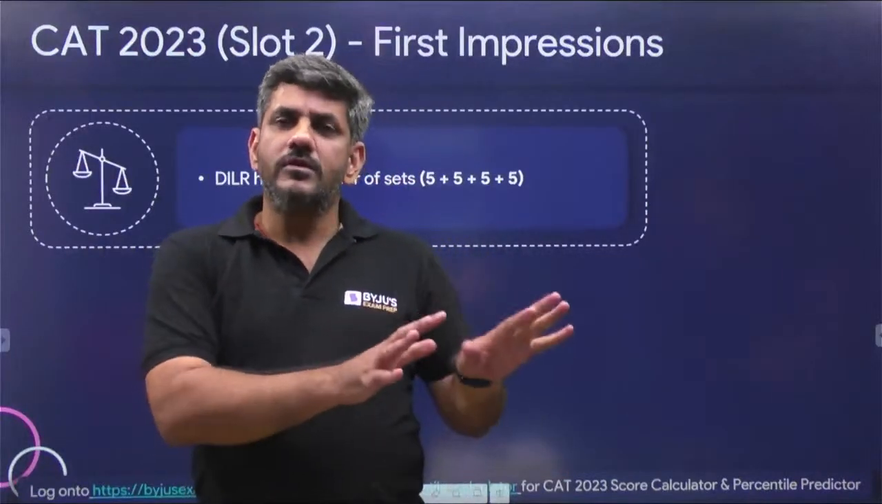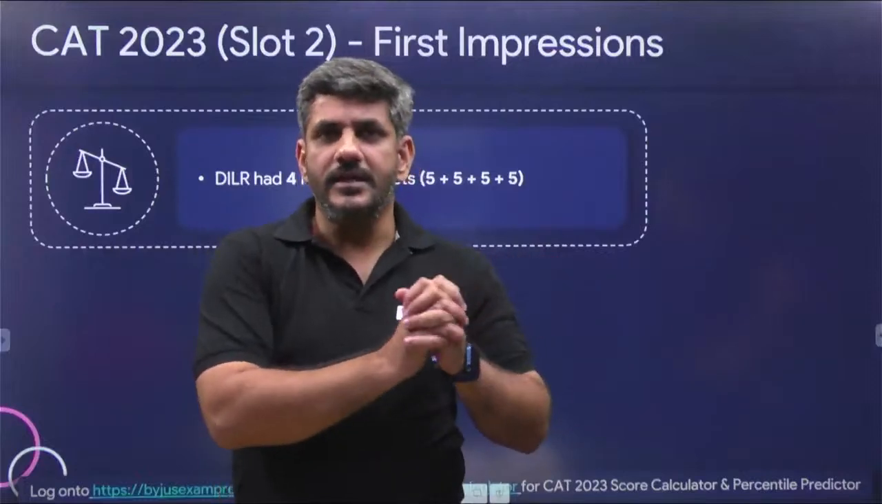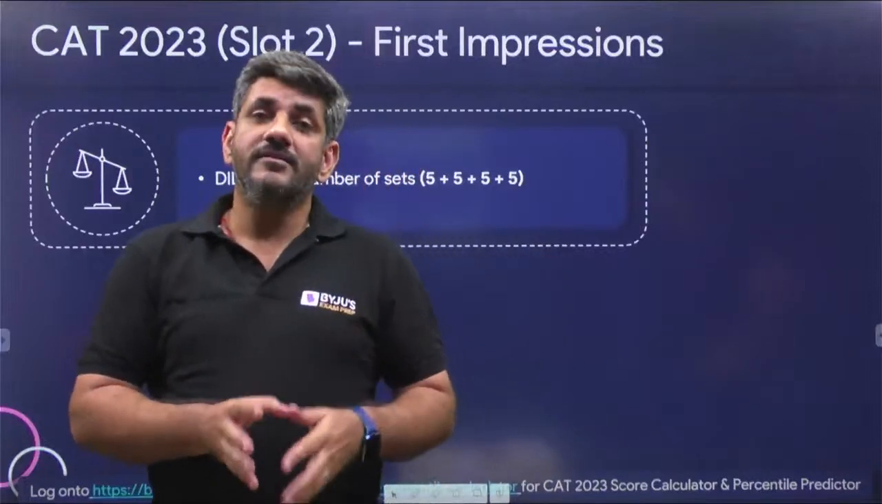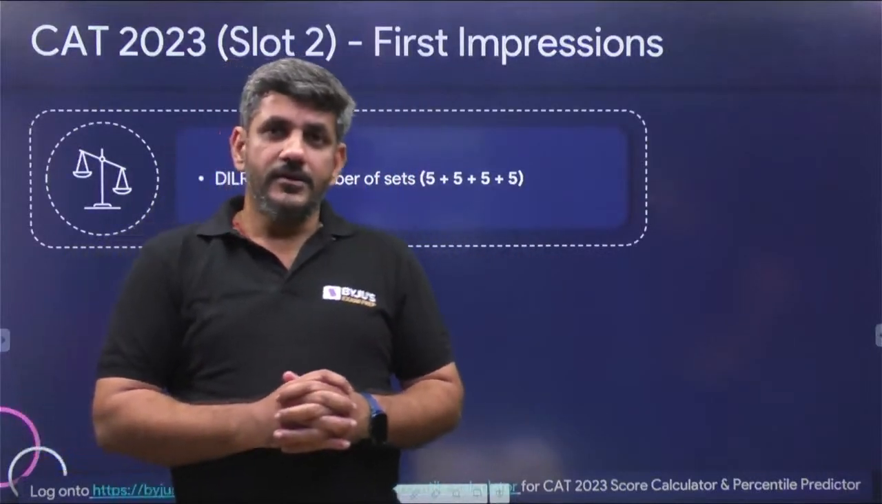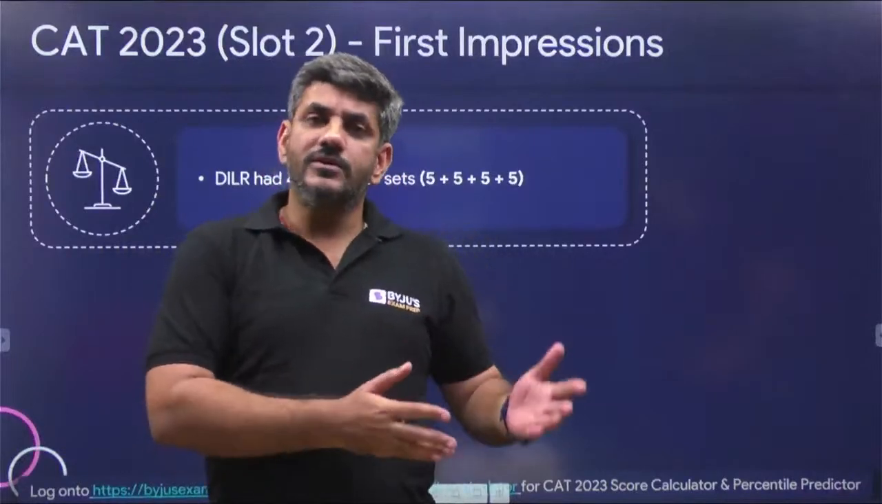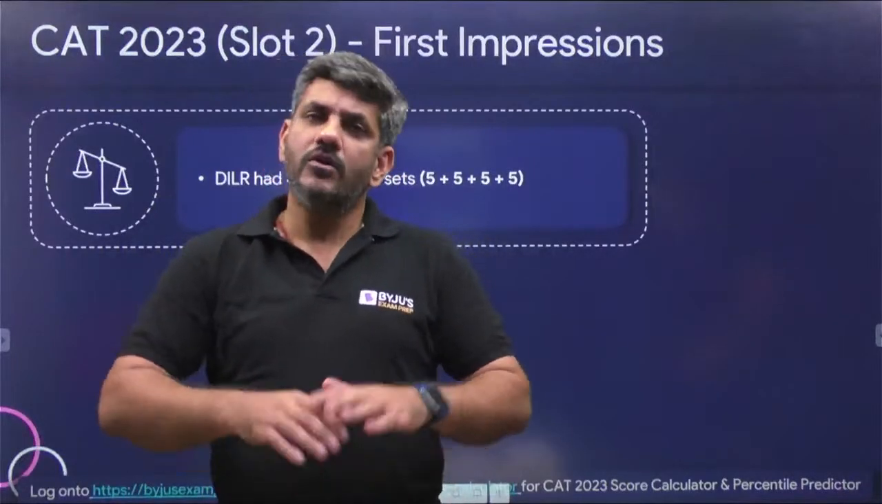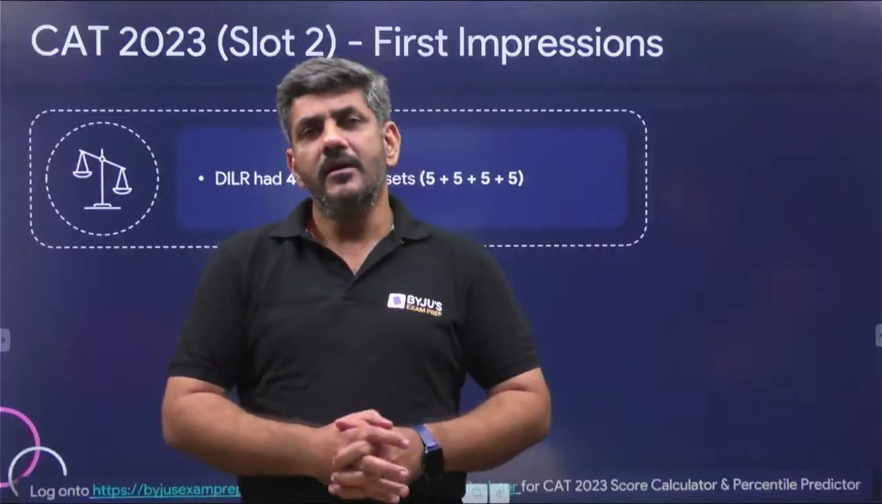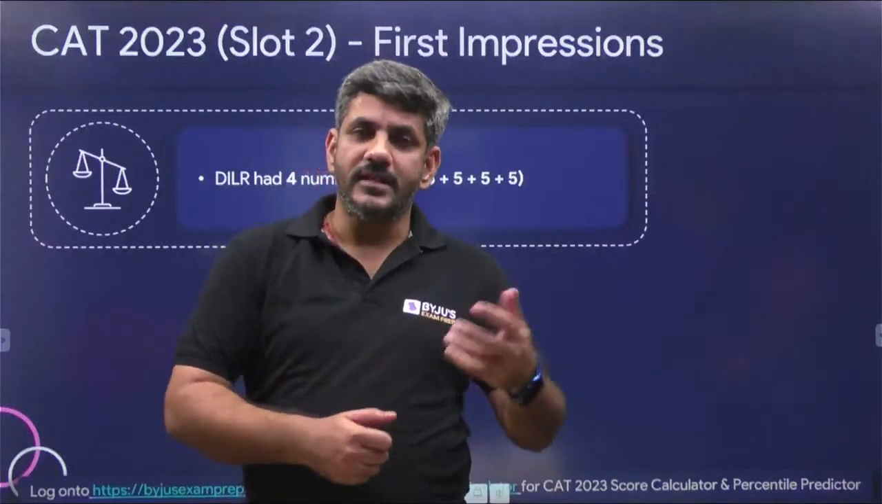So we could even gauge that initially. But last year, when there were 4 sets of 5 questions, we did not know which set was going to be easy and which set was going to be difficult, because all of them had 5 questions. So we had to filter out the easier ones and the difficult ones.